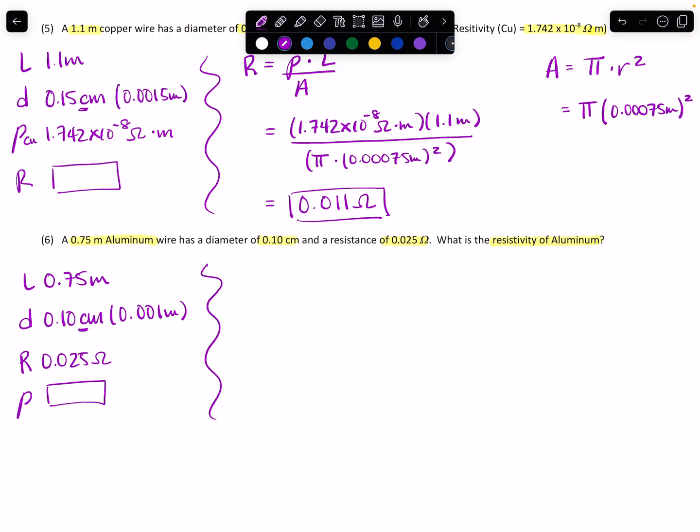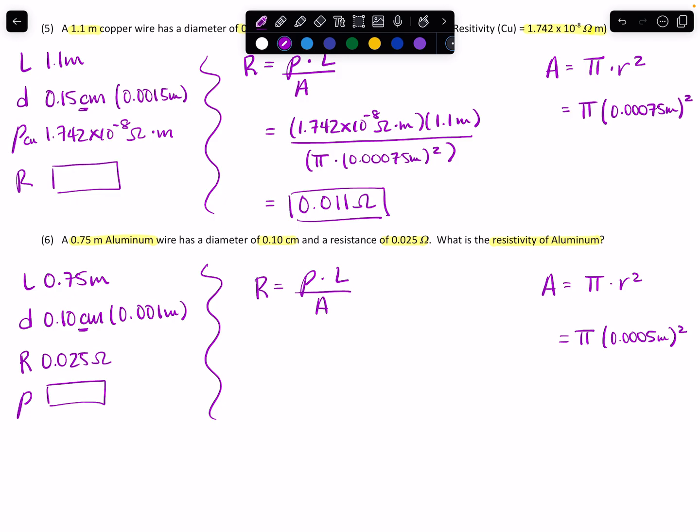So again, our formula, resistance is the resistivity times the length divided by the area. And as we said before, the area is pi r squared. In this case, the radius is half the diameter, so 0.0005 meters, and we'll square that. So that's going to give us the area.